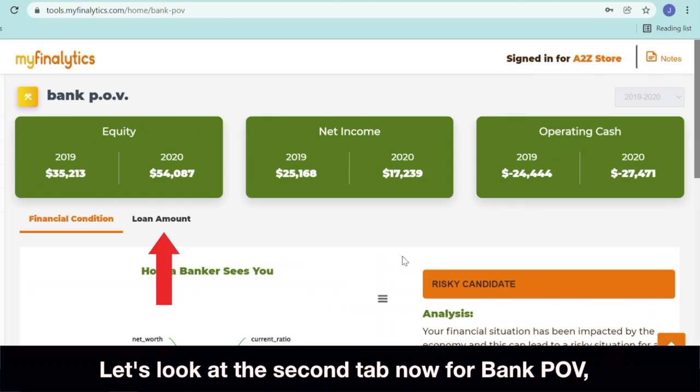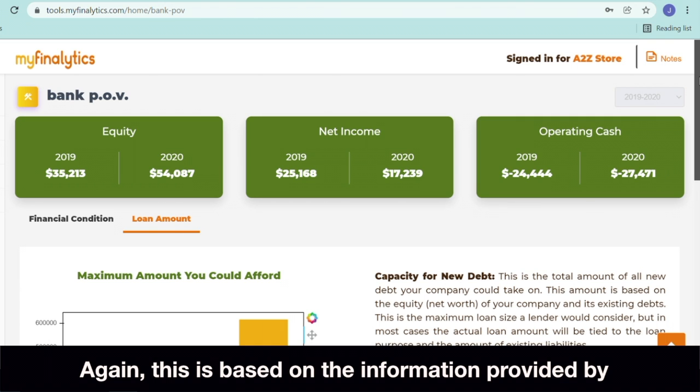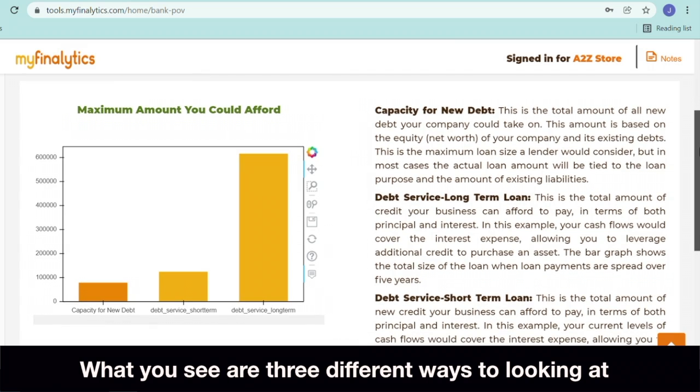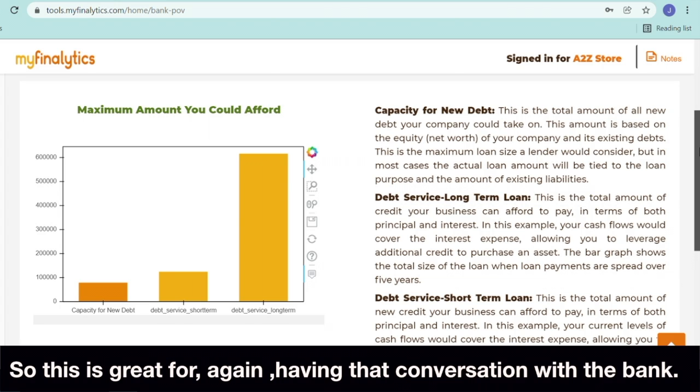Let's look at the second tab now for Bank POV, the loan amount. Again, this is based on the information provided by your company and where it is now. What you see are 3 different ways of looking at the maximum amount of money you could afford. So this is great for, again, having that conversation with the bank.